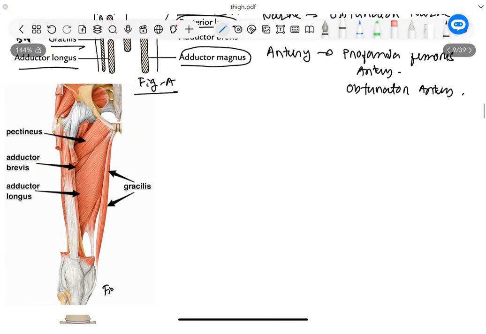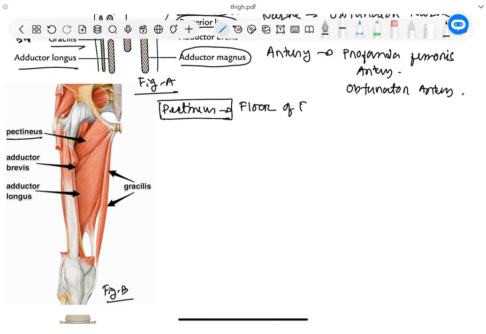Now, on screen again you can see a figure, let us denote it figure B. Here maximum muscles are showing. Let us first start with the pectineus. The pectineus muscle is a flat quadrilateral muscle, and it also has a contribution in forming the floor of the femoral triangle. We know the femoral triangle floor is formed by iliacus, psoas major, pectineus and adductor longus. So, one information we have to remember about pectineus, it has contribution in forming the floor of femoral triangle. From where does it originate? It originates from the pecten pubis, the pectineal line of the superior ramus of the pubis.